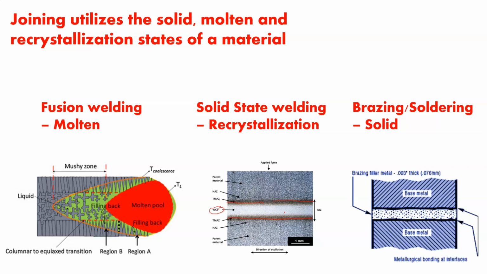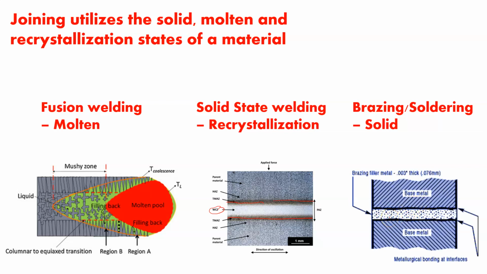And then the lowest temperature version of this is brazing and soldering. These are both very low temperature joining processes. The base metal in these applications, unlike fusion welding and solid state welding, is never brought out of the solid state. So it never reaches the solidus line in the phase diagram. It's all done with the filler material. The filler material is brought to the molten state, and that's what causes the joining of the two base metals.